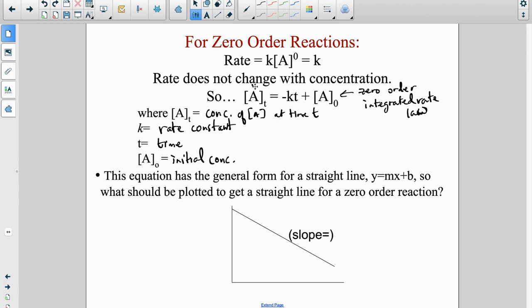Okay, so again, here's our straight line form. Y equals mx plus b. And so if we plot my concentration at time t versus time, my x-axis is going to be time. My slope will be equal to minus k. Okay, so there's our slope right there. And so we'll get a straight line if a process is zero order in nature.